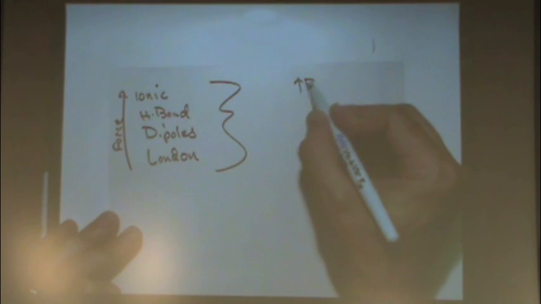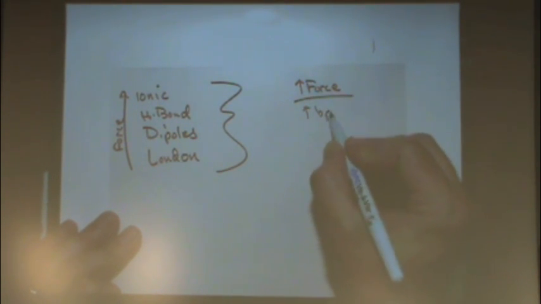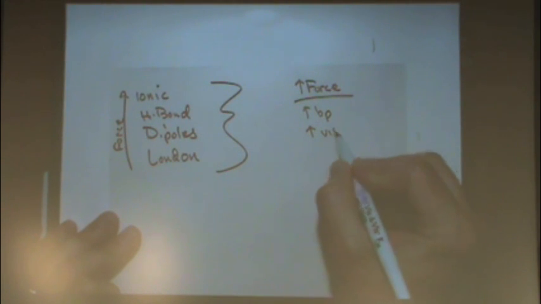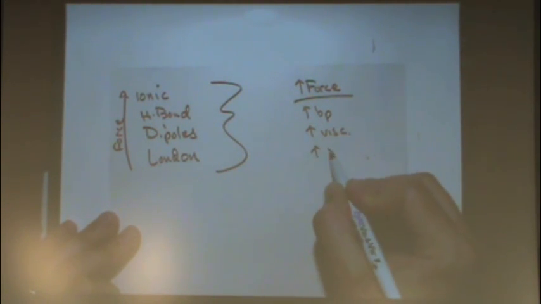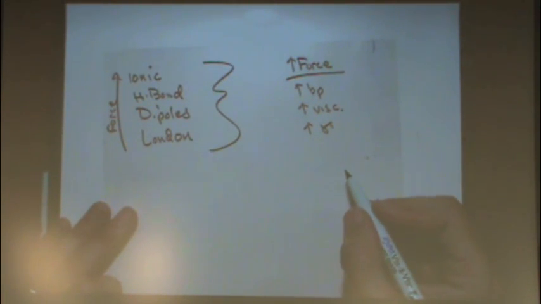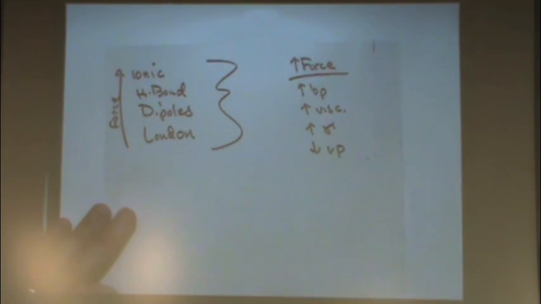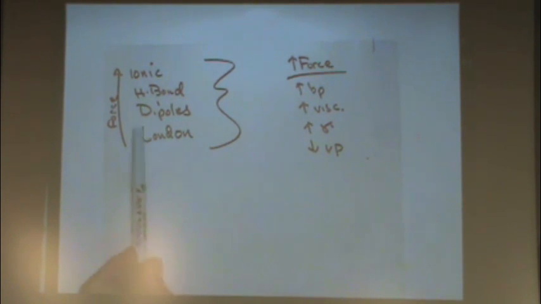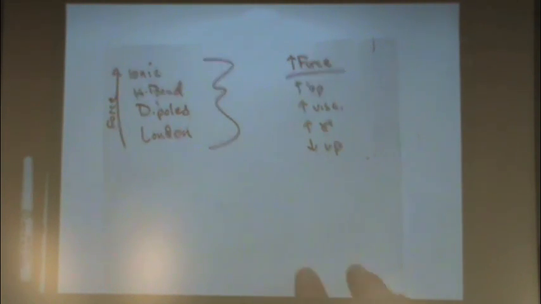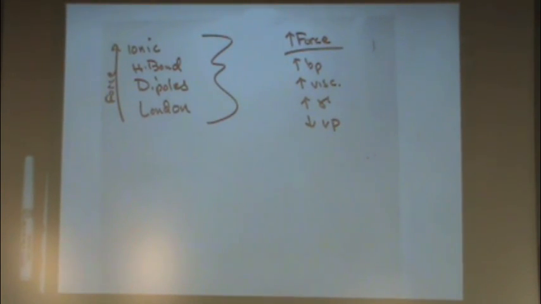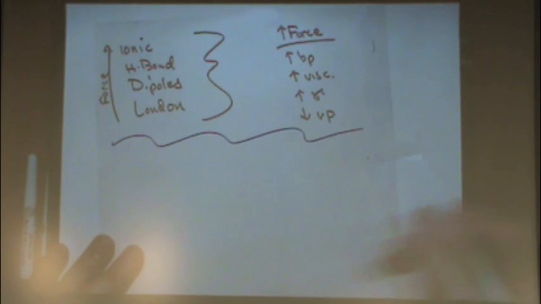So this translates into helping us with physical properties. As the force increases, so does the boiling point, the viscosity, what's gamma? Surface tension, and the vapor pressure or partial pressure goes down. Okay? So if we know the force and identified it, that helps us figure out its relative physical property. So this is really where you'd want to use these things.